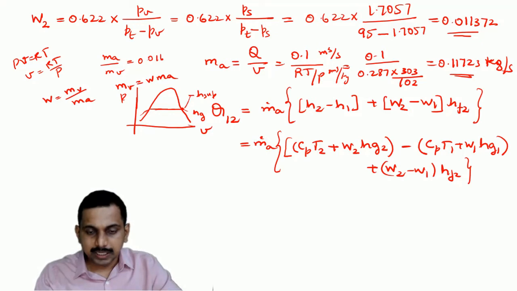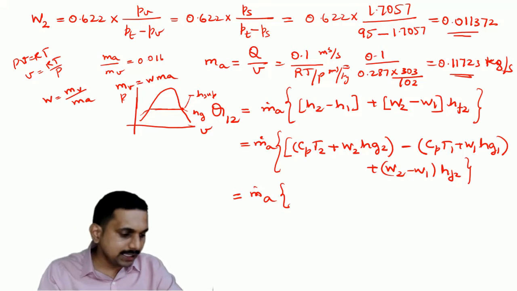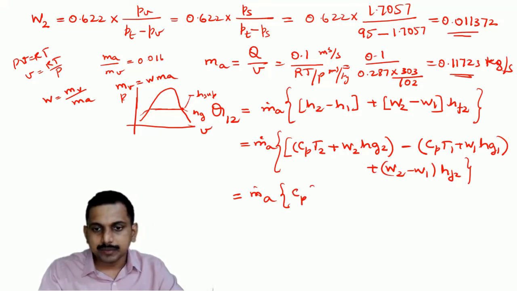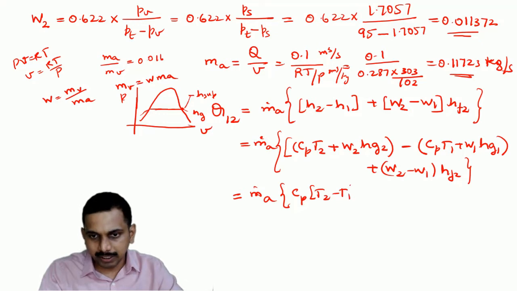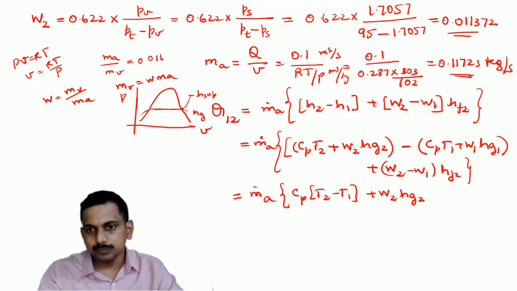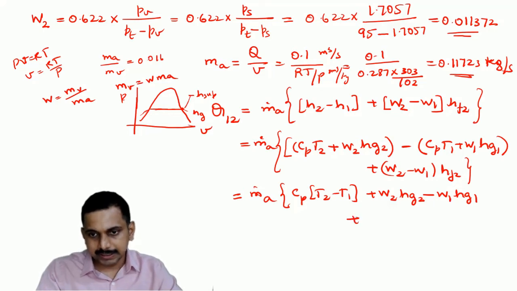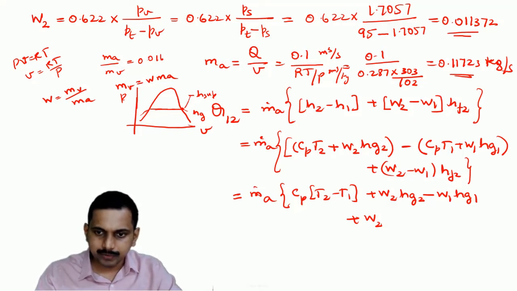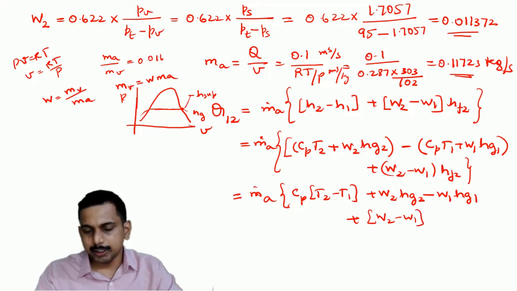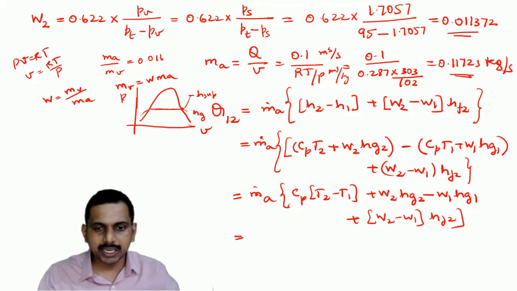So now this comes out to be m dot A into Cp into T2 minus T1, plus W2 Hg2 minus W1 Hg1 plus W2 minus W1 into HF2 would be the thing. Now let us substitute this. We have to be very careful in substituting.